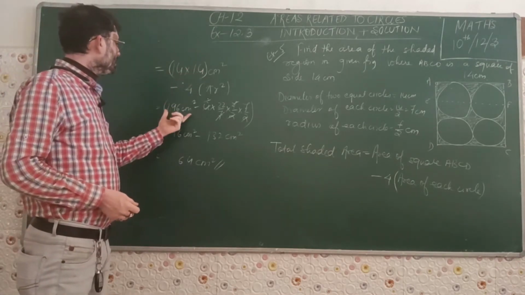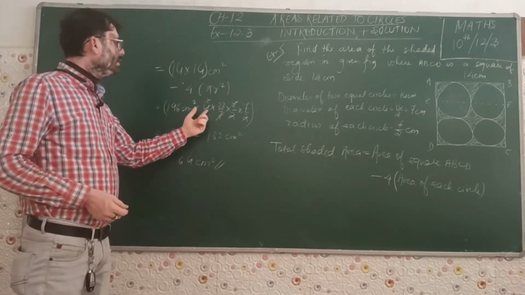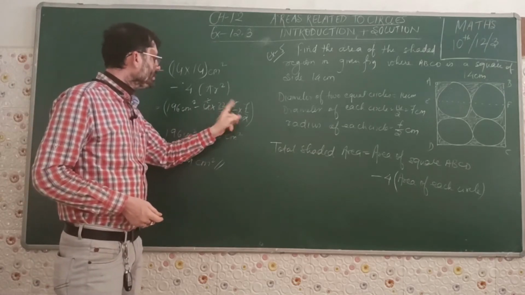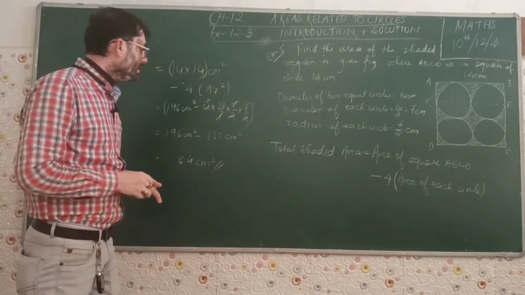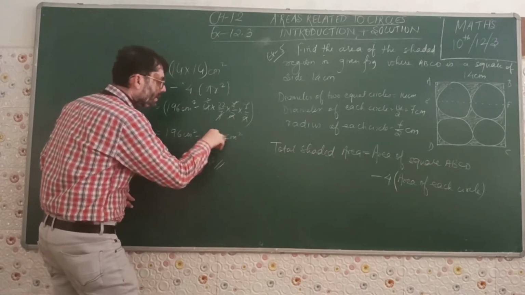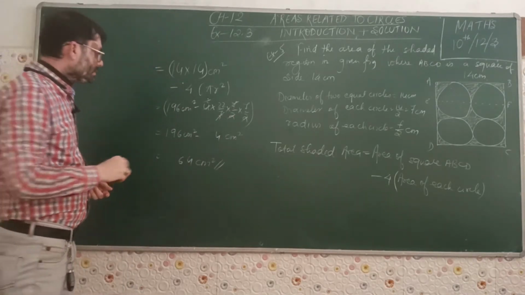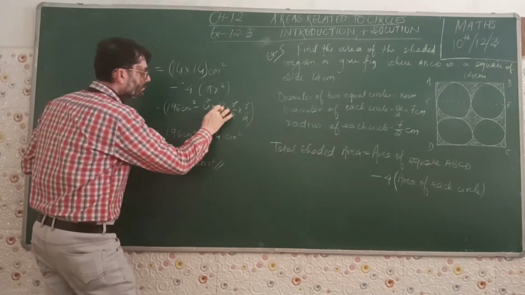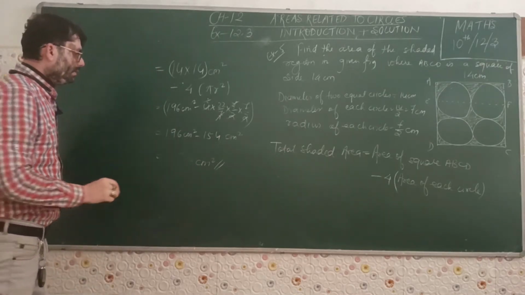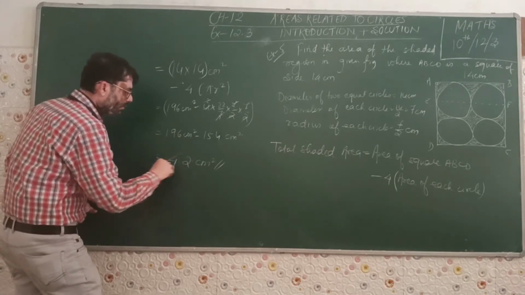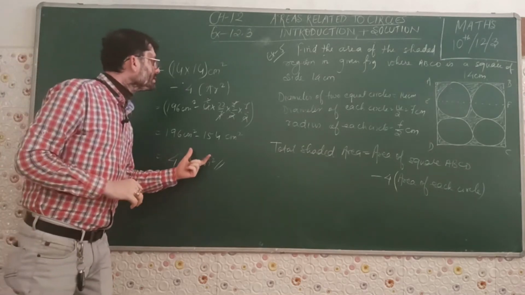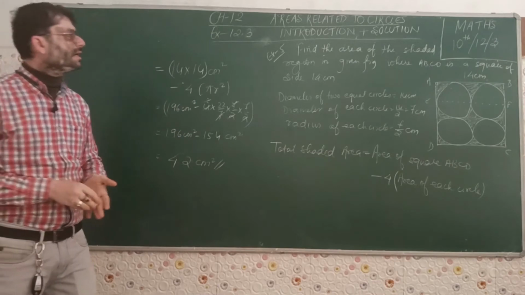14 into 14, that is 196 centimeters square, minus 4 into pi, 4 pi r square. That's correct. Then 7 cancels, and this cancels. 22 into 7. 22 into 7 is not 132. There is a mistake. 22 into 7 is 154. So 196 minus 154 gives 42 centimeter square. So now we have got the exact answer: 42 centimeter square is the total area of the shaded region required in example 5.